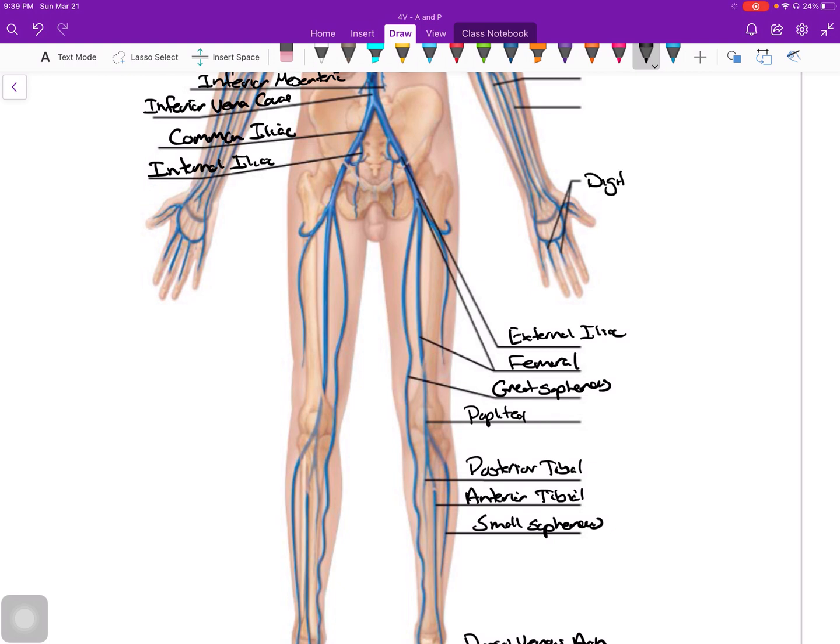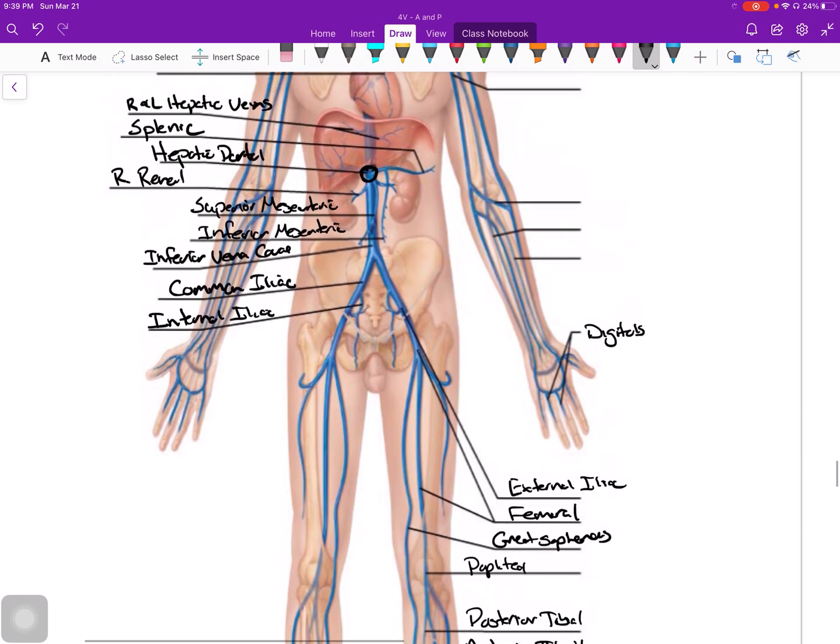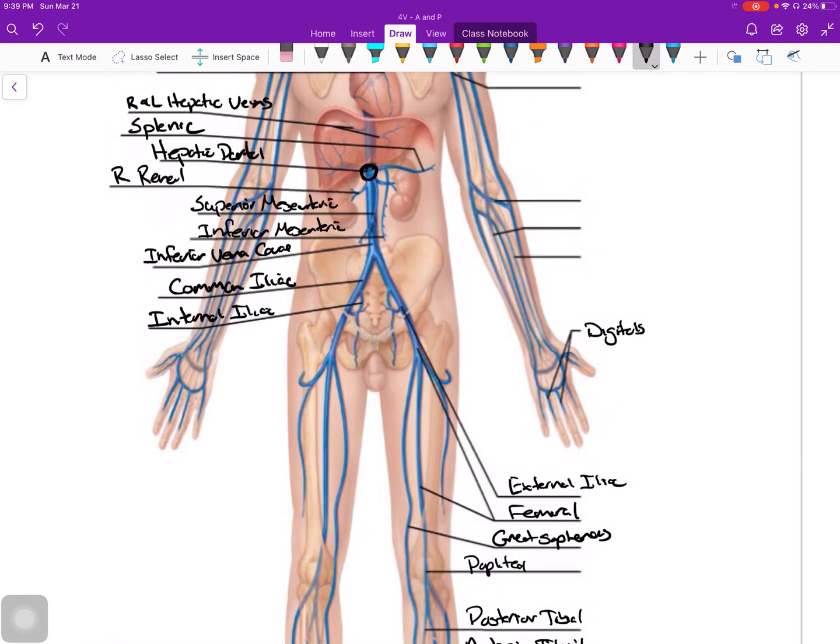Digitals. Again, I'm going to want to trace where it's going, and this one is going to the thumb, so that makes this my radial. That makes this my ulnar. Now, in what we call the antecubital region, the bend of the elbow, where two vessels join together, we call it the median cubital vein, and that's where they draw blood from.